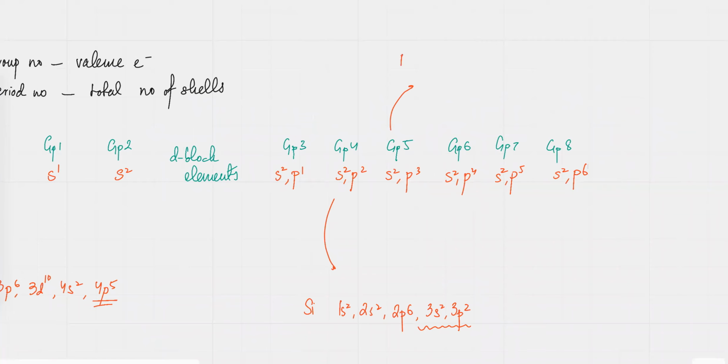I mean, you can try and write the electronic configuration of nitrogen, 7 electrons, so it's going to be 1s2. That's the inner shell, closest to the nucleus, 2s2, and then you have 2p3. So you can figure out that the outermost shell electronic configuration is s2 and p3.